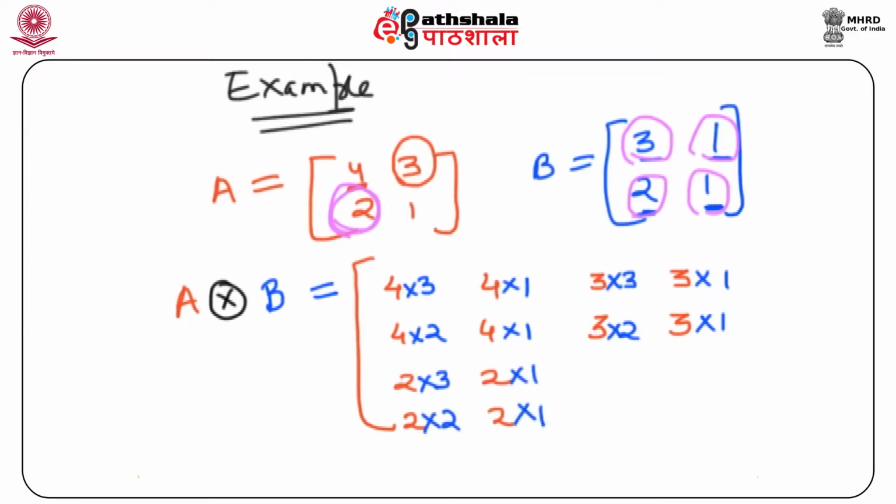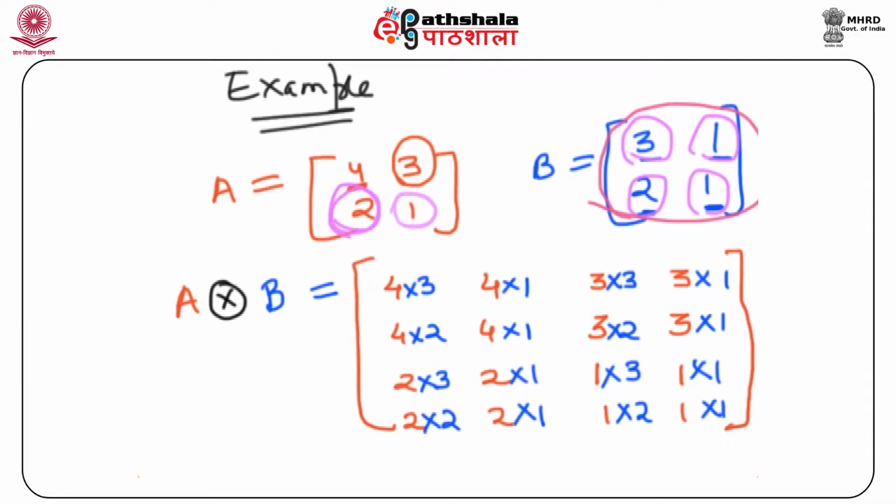multiplied by 1. Now similarly, taking this element which is the second row and second column element for matrix A, we will write this here, here, here and here. And we will take these four elements of matrix B and multiply them here. That is 1 multiplied by 3, 1 multiplied by 1, 1 multiplied by 2 and 1 multiplied by 1. And this is the 4 by 4 matrix that we have obtained.